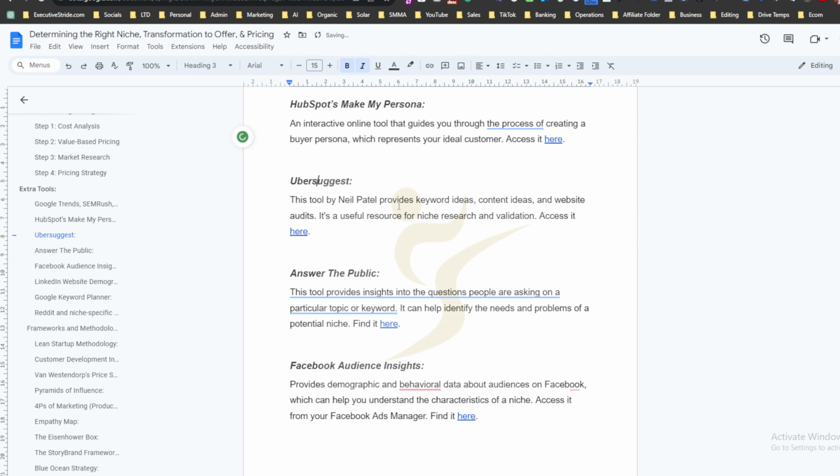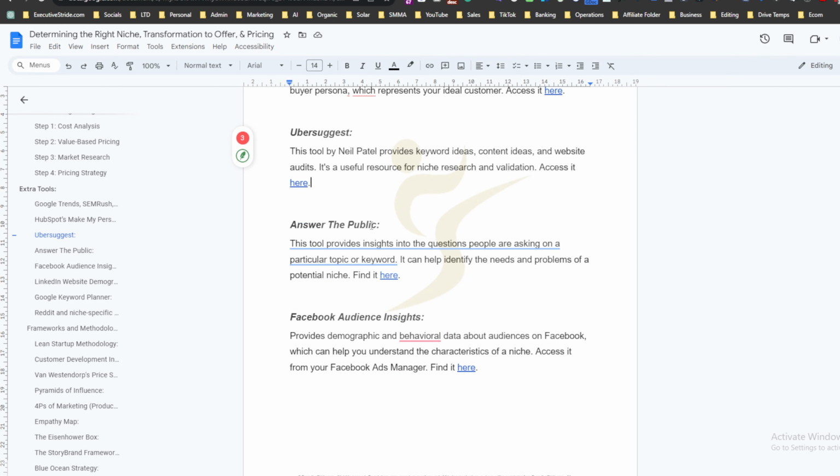Ubersuggest. This is a tool by Neil Patel. He's an SEO guy, marketer guy. Kind of like SEM Rush as well. It provides keyword ideas, content ideas, and website audits. It's useful for niche research and validation. You can access it here. I believe it's paid, so it's not necessary. These are just extra tools, like I said.